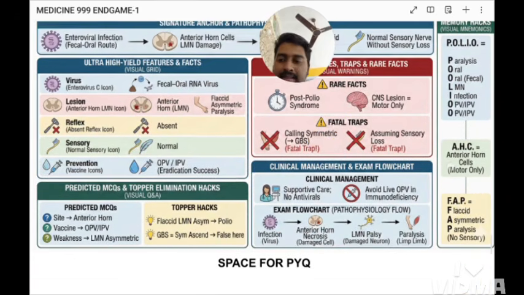Okay. Next, what is the site? Anterior horn cells. Next, vaccines I have already told you. Weakness I have told you. Flaccid paralysis, GBS, how to differentiate also I have told you. Okay. Supportive care, there is no role of any antivirals.